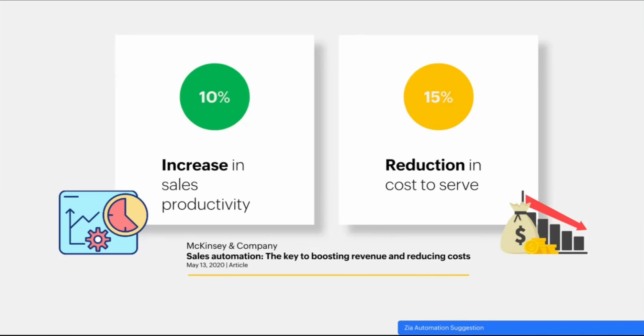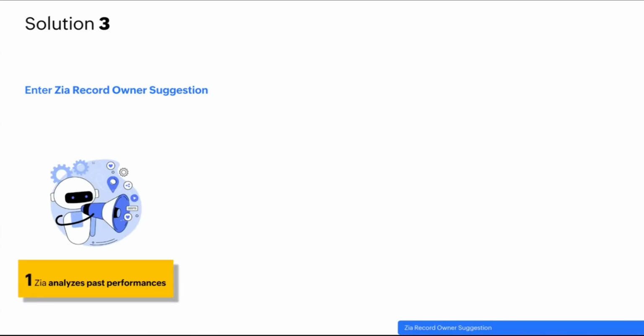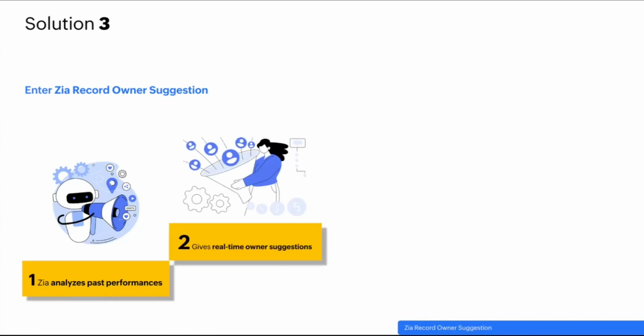Okay, so apart from this data, we'll now move on to the third solution, Zia's record owner suggestions. Zia analyzes the past activities and performance of your sales reps with different types of customers and deals. It then gives real-time suggestions for the most appropriate owner for a particular record based on factors like past interactions with similar records and so on.